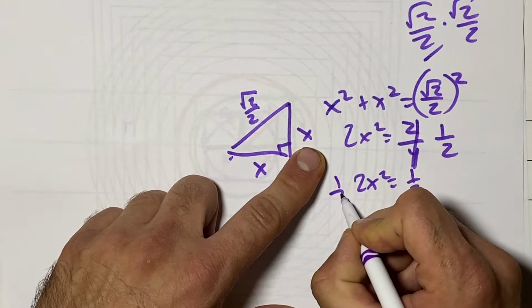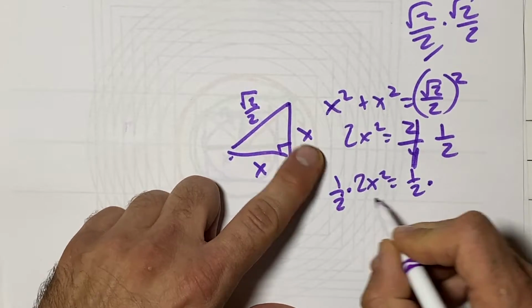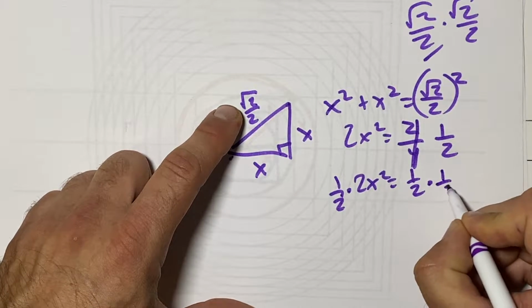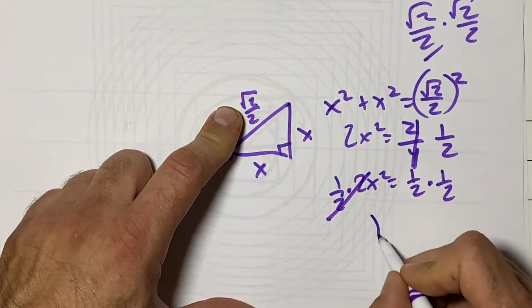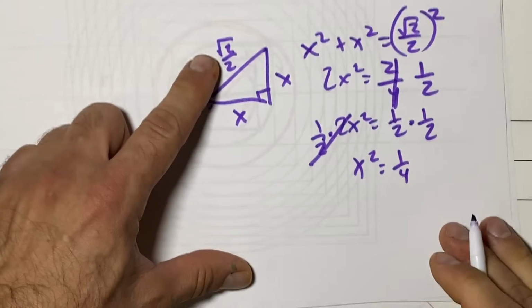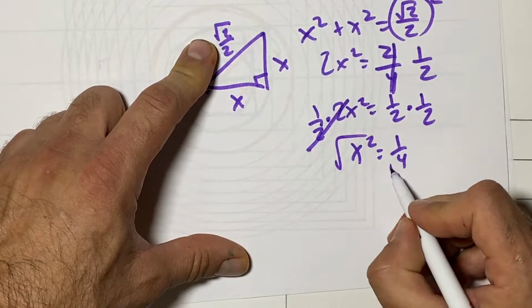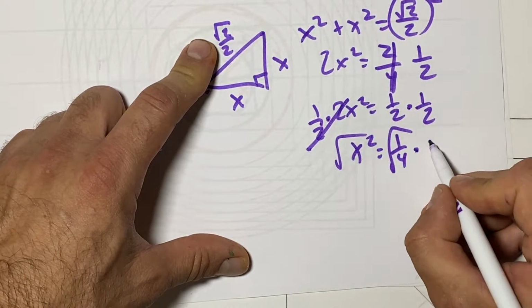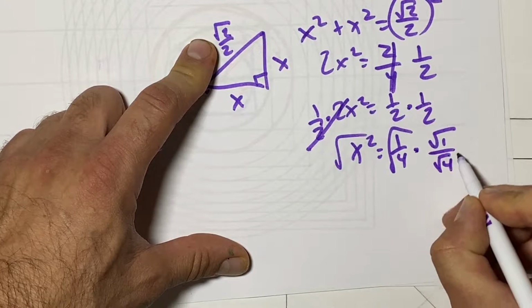We can multiply both sides by half to get rid of the 2 there. So x squared is equal to 1 over 4. We square root it, and that's the same as square root of 1 over square root of 4, so we get 1/2.